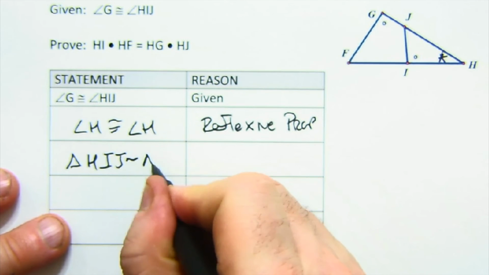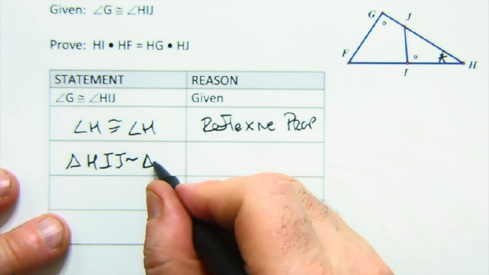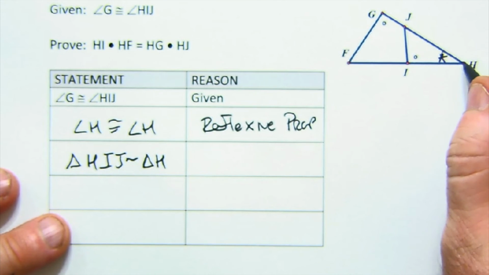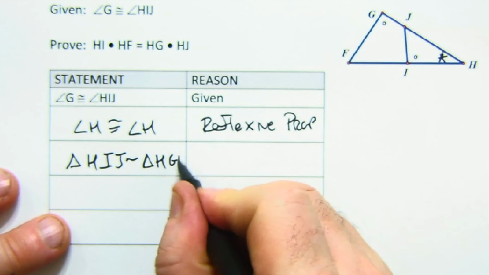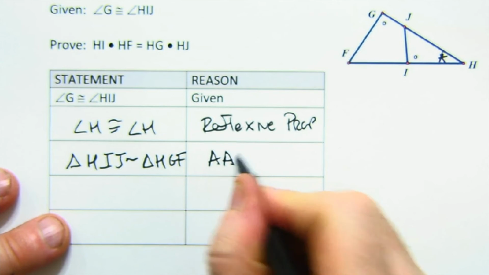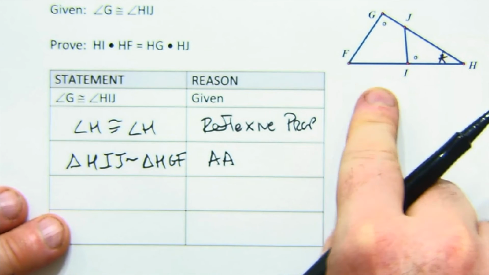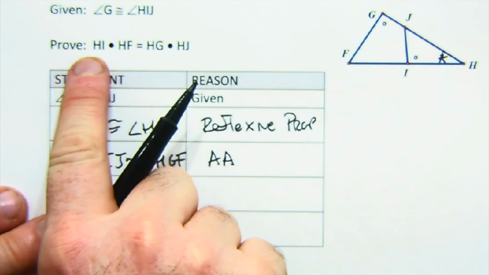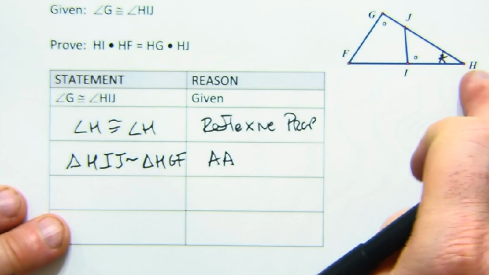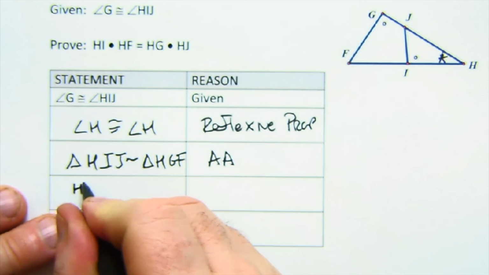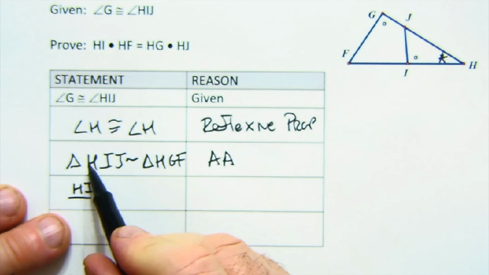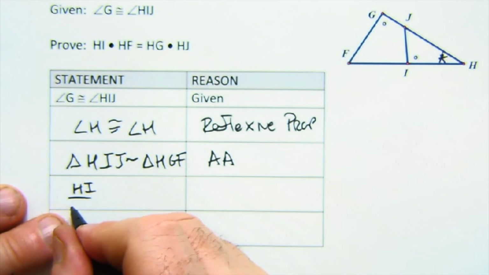is similar to H. Now I went H, so to I the dot. So I go HG, F, so AA. Now that they are indeed similar, I can state a proportion. Now, what proportion do I state? I want to use the things that are in this statement. So I'm going to say HI will be to HG.